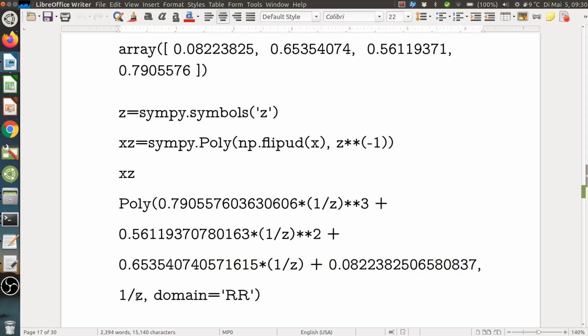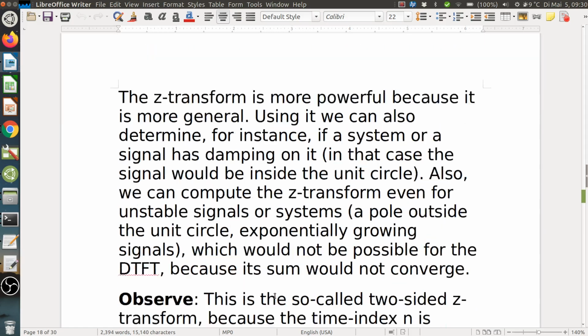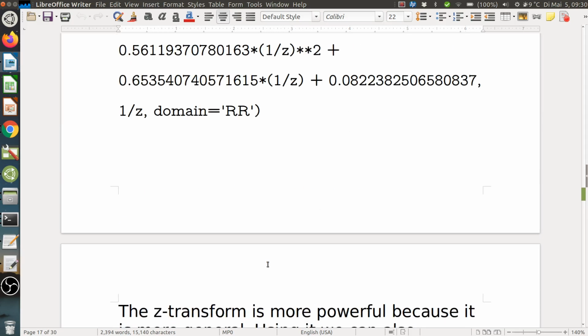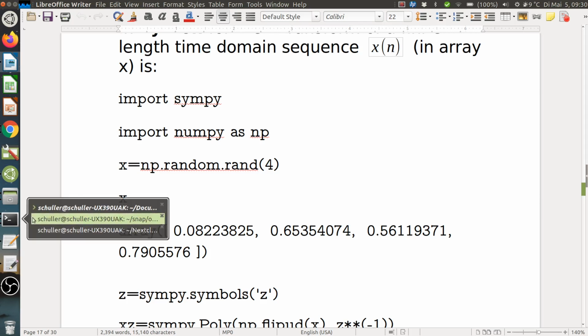Here it prints again the variable used for the polynomial, and here's the domain. Not quite sure what RR means, maybe real. Yeah, so this shows us that we can actually use Python for obtaining polynomials. And let me just try it using Python.